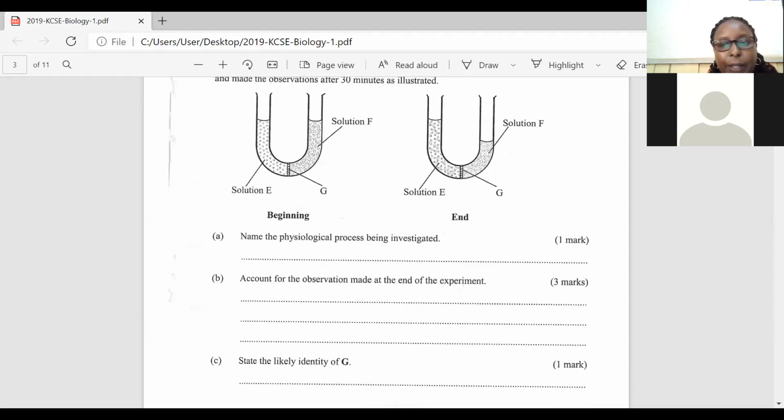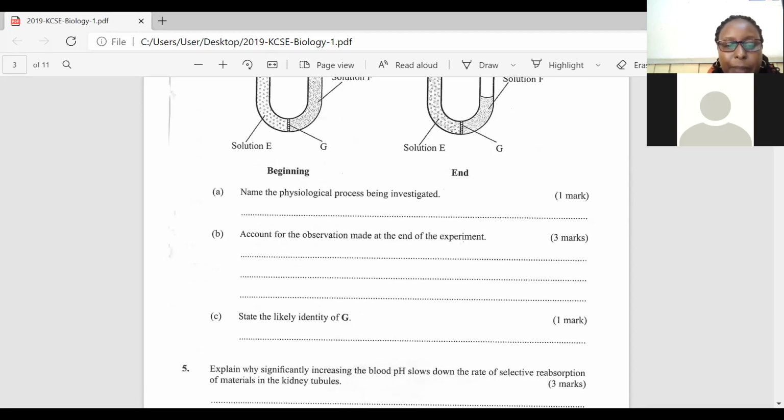So we have a decrease in volume of solution F. By the end, the experiment is over, and solution F has a decrease in volume. So we are accounting for why we had that decrease in level for solution F. The student had to highlight that by talking about the hypertonic solution. Which of the two was hypertonic? Which one was hypotonic? And the process which was involved in the movement. That would lead to the student scoring 3 marks.